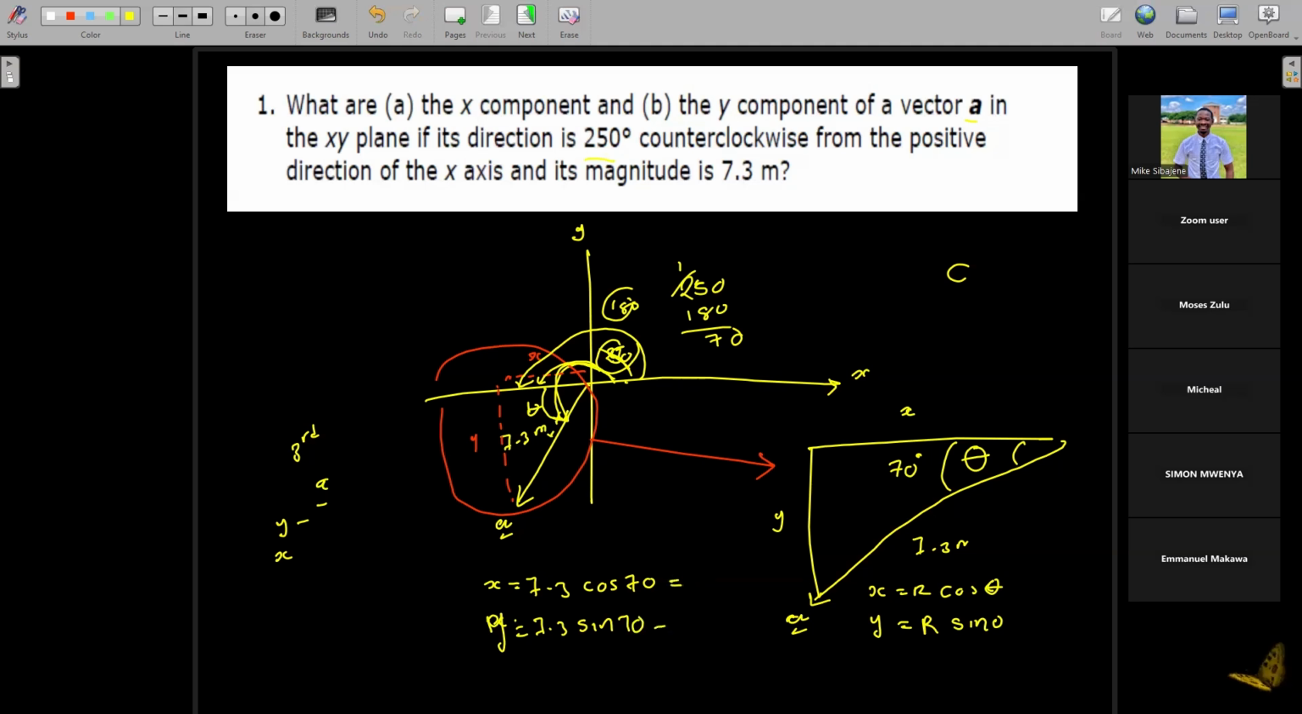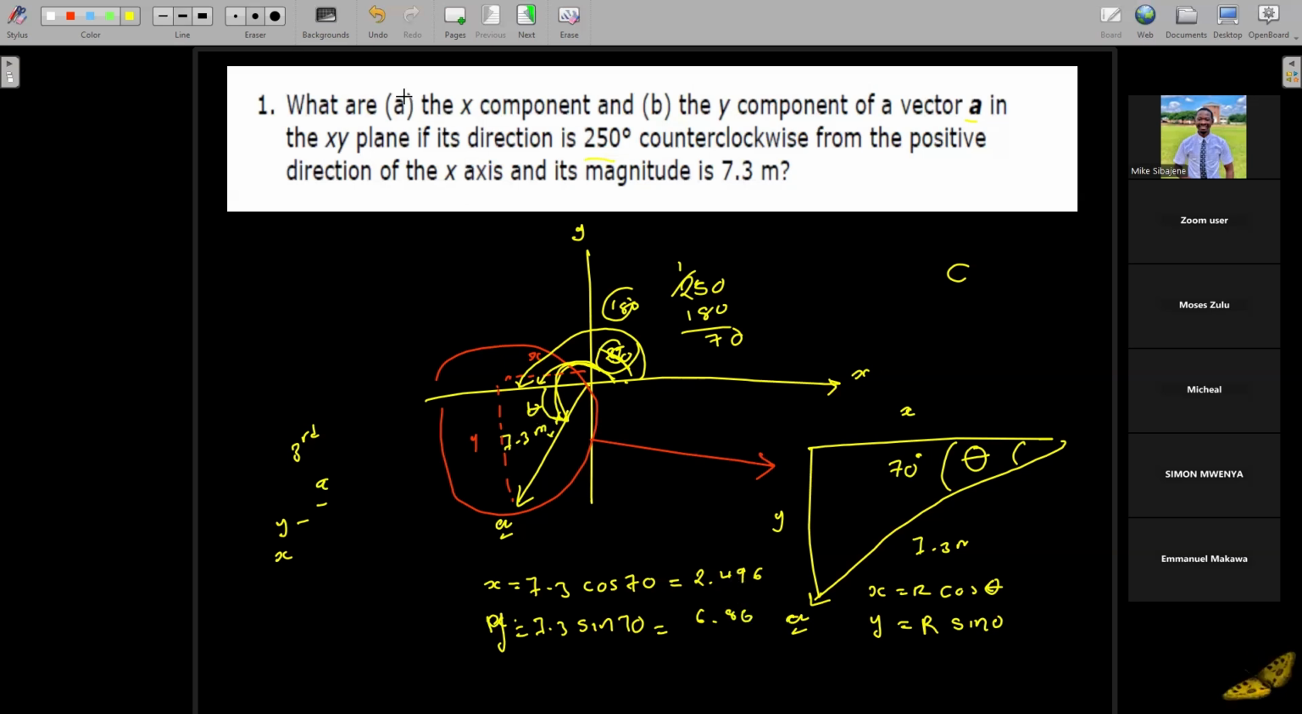What is the answer, guys? 2.496. Then someone else, punch this angle for the sine. Please mute your mics. 6.859. So 6.86 like that.